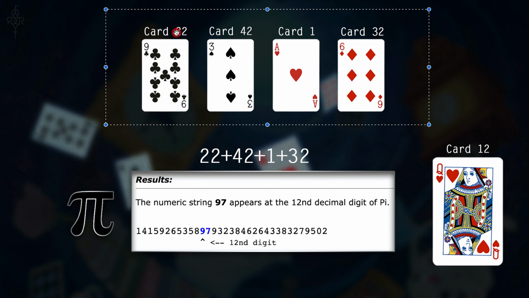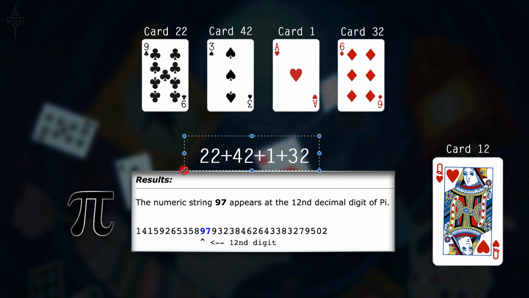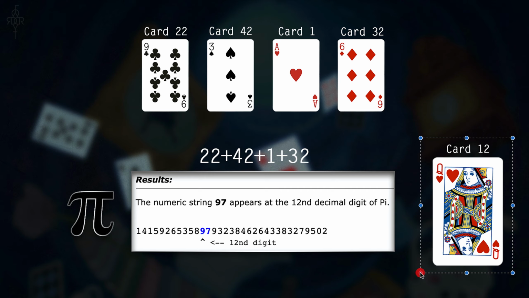The 9 clubs, card 22, 3 spades, card 42, the ace hearts, card number 1, 6 diamonds, card 32. If you add that up, folks, you're going to get the number 97. In the string of pi, the 97 appears at the 12th decimal digit of pi and the 13th, but it starts at the 12th. And then we get into the Red Queen, folks. Card number 12 is the Queen Hearts card. In the book Alice in Wonderland, in the movie, the Wicked Queen in the 2010 Disney movie is the Queen Hearts card.